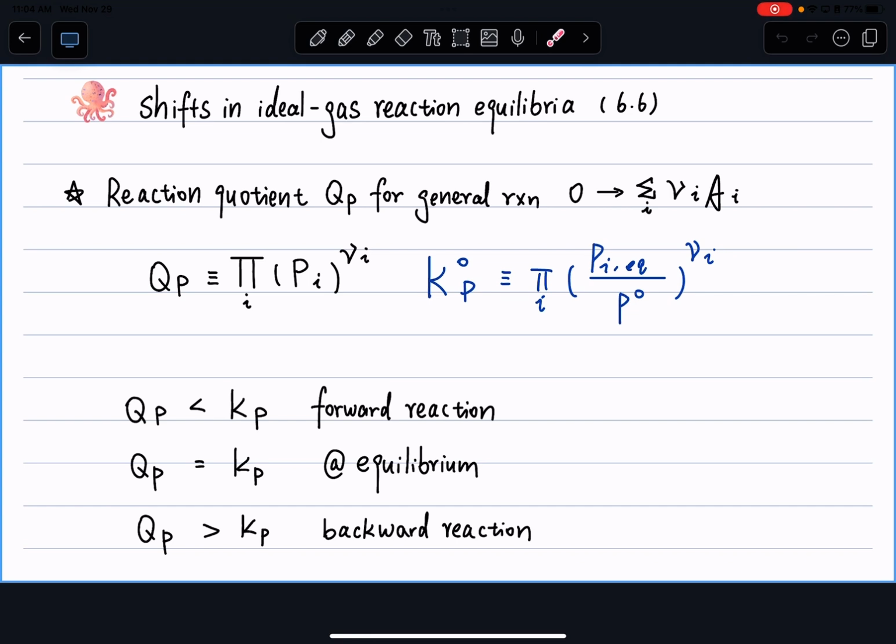So again, at the heart of predicting the shifts in reaction equilibria, you're comparing the reaction quotient and the equilibrium constant, right? At equilibrium, your reaction quotient will equal the equilibrium constant. When the reaction quotient is smaller than the equilibrium constant, you have forward reaction. When the reaction quotient is larger than the equilibrium constant, you have backward reaction. Some of the things we went over: the equilibrium constant only depends on temperature.